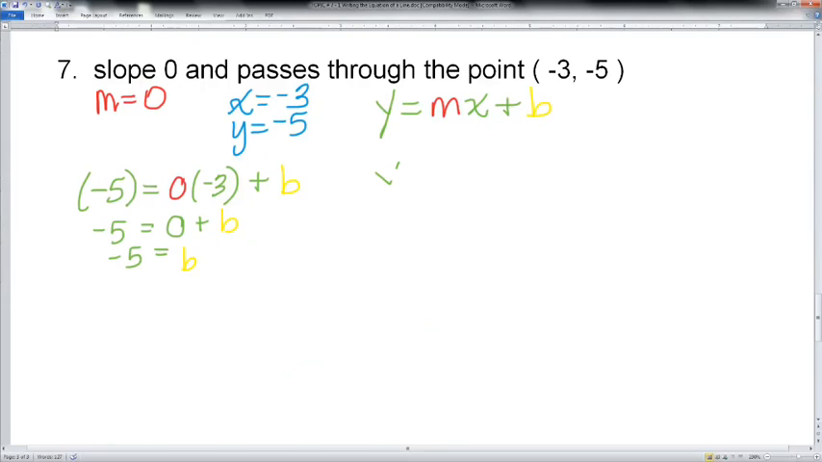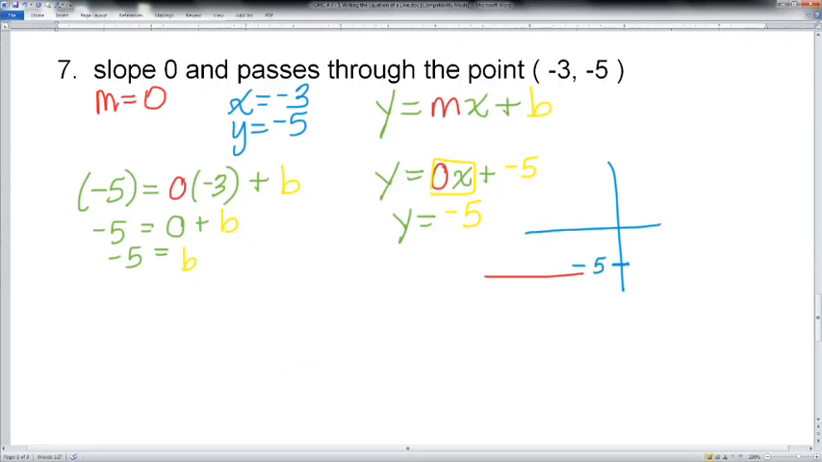So we have y is equal to 0x plus -5. Well, again, 0 times anything is 0. So we have y is equal to -5. And once again, when I remember on a graph, when I have a slope of 0, let's say down here is -5, my line looks like this. It's a horizontal line.